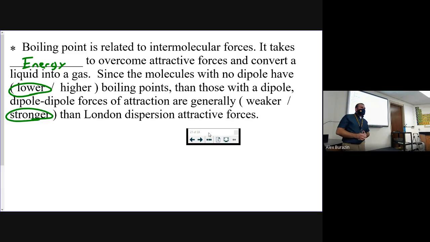So how the heck is wax solid at room temperature with what I've told you so far? Right? Because I've been saying the whole time, hey, London dispersion forces are wimpy, and they're the weakest, and they're low boiling points. Wax is nonpolar. Wax has nothing but London dispersion forces. It is a solid at room temperature. That's very contradictory to what I've taught you for the last half hour.